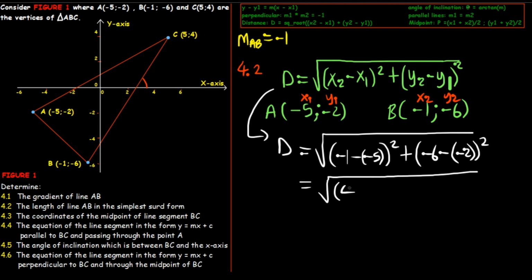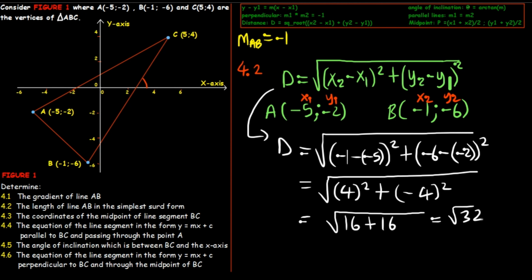Positive 4. So let's square it, then plus. Then we have a -6. Then minus and minus will give us a positive 2. So if we simplify this, which will give us a -4, then we square it. Alright. So if we square, our terms will be left with 16. That's 16 plus 16, which will give us a root of 32.